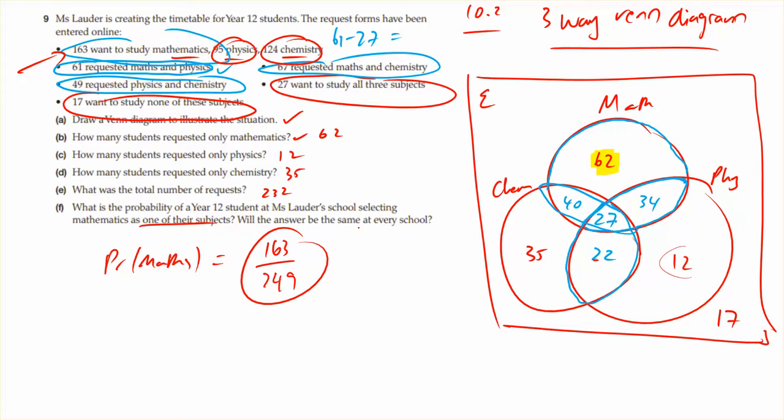Will this answer be the same for every school? Of course not, because each school is different. Some schools are very maths based, others are not. So the probability changes. So that's basically how you approach a three-way Venn diagram question.